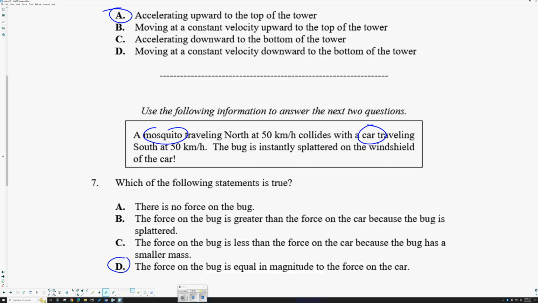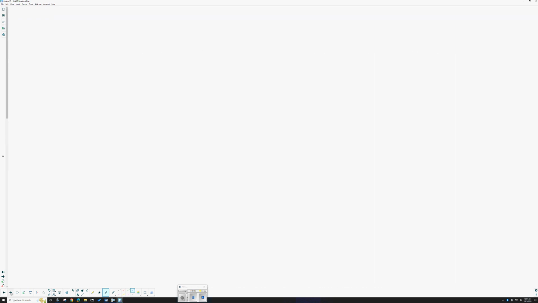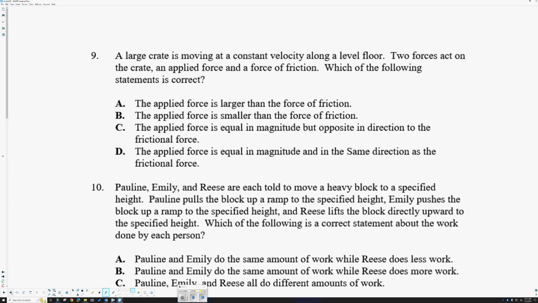The bug splatters, the windshield doesn't break. That has nothing to do with the forces not being equal to each other. That just means that the bug isn't as strong as the windshield. The bug applies a force on the windshield, and the windshield applies the same force on the bug. That force is enough to splatter the bug, but it's not enough to break a windshield.